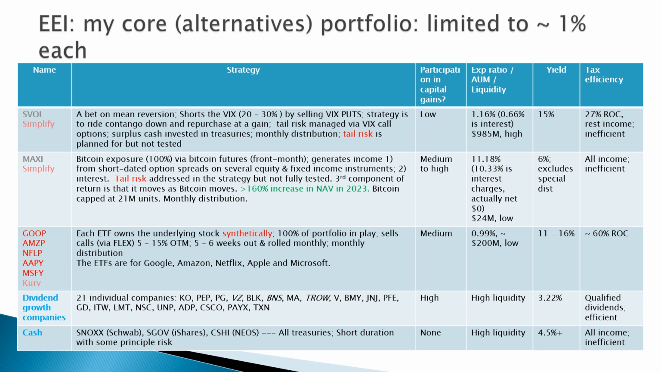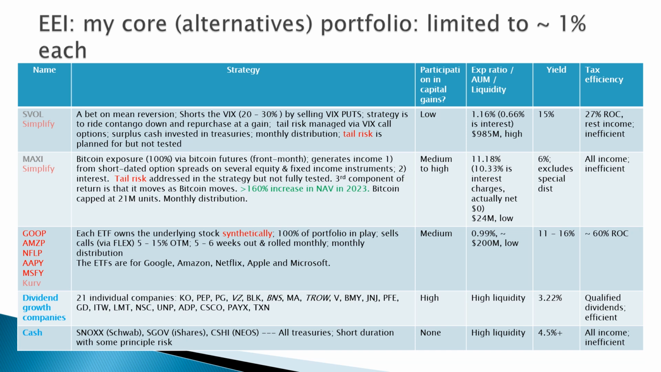And what they do is they use various equity and fixed income instruments. It could be broad indexes. They don't actually get into the detail, and they will sell spreads on them. And then they have a strategy for managing the tail risk. Even though I'm saying that the tail risk is addressed in the strategy but not fully tested, to some extent they have been tested because the ETF moved 160% in 2023 when Bitcoin went all the way from the bottom all the way to the top. So they clearly have demonstrated that their strategy in terms of tracking Bitcoin works.